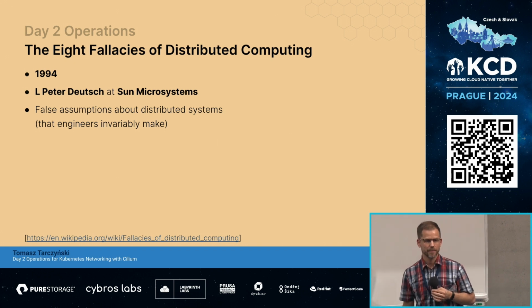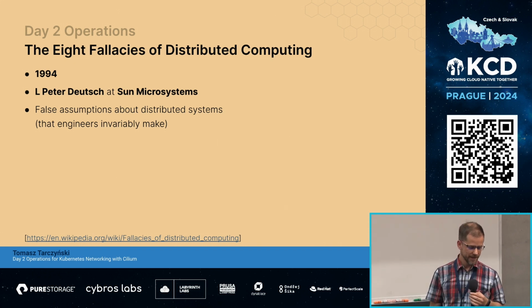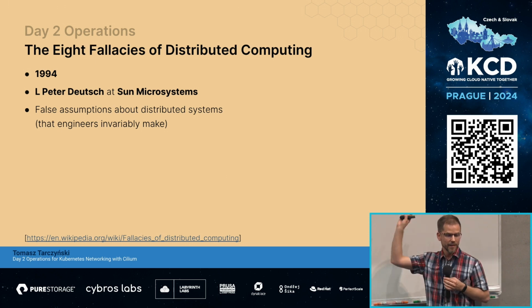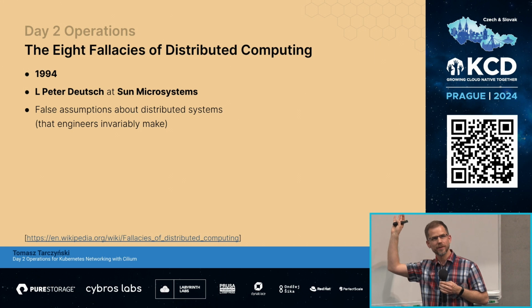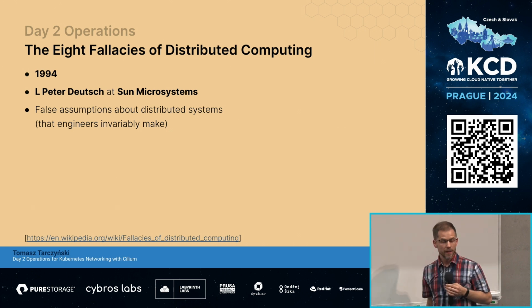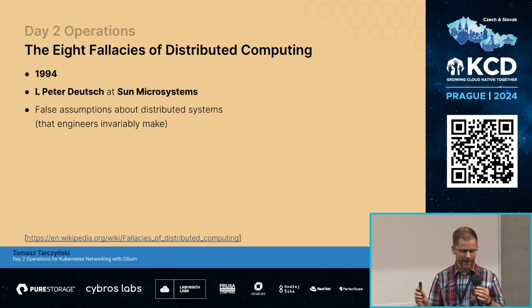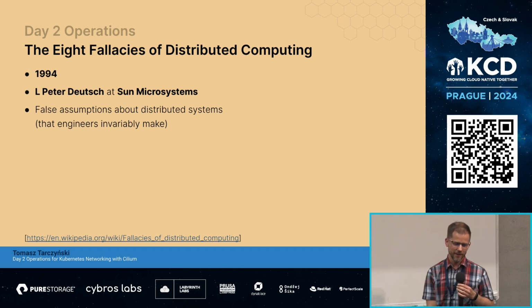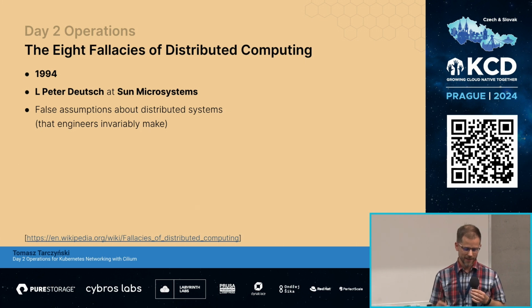To start with, who has ever seen this quite an old thing, the 8 fallacies of distributed computing? That's something that came from Sun Microsystems 30 years ago. So they were trying to reason about what are the important characteristics of distributed systems. And they observed that engineers pretty much invariably make those false assumptions.